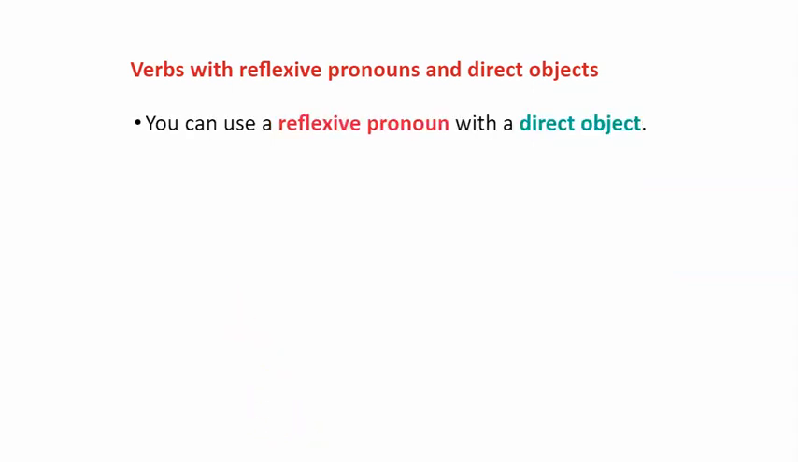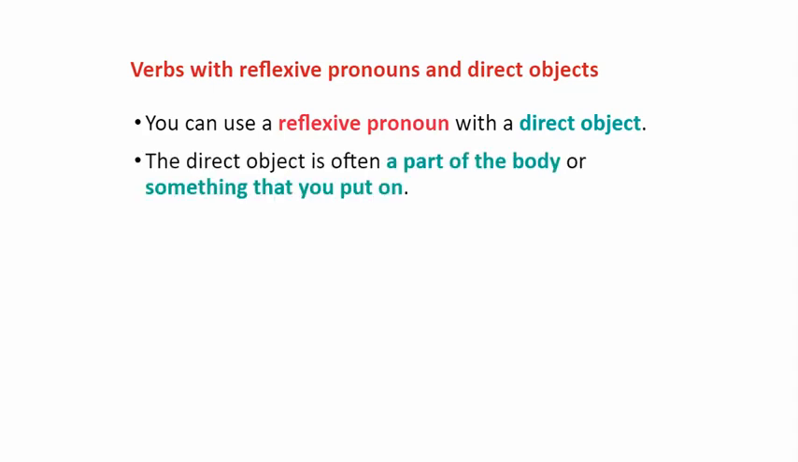So we can also use a direct object with this conjugated verb. The direct object is usually going to refer to, we have a whole list of body parts that can be used, or something that you put on like a coat or an article of clothing or a Band-Aid or a wrap in this case. So here's the cook again.